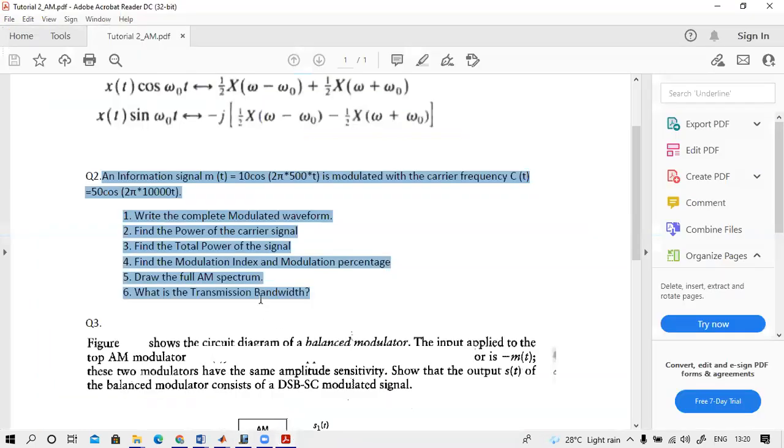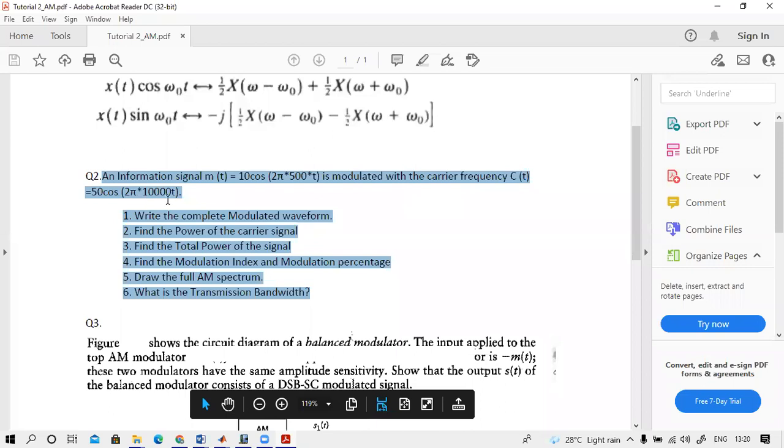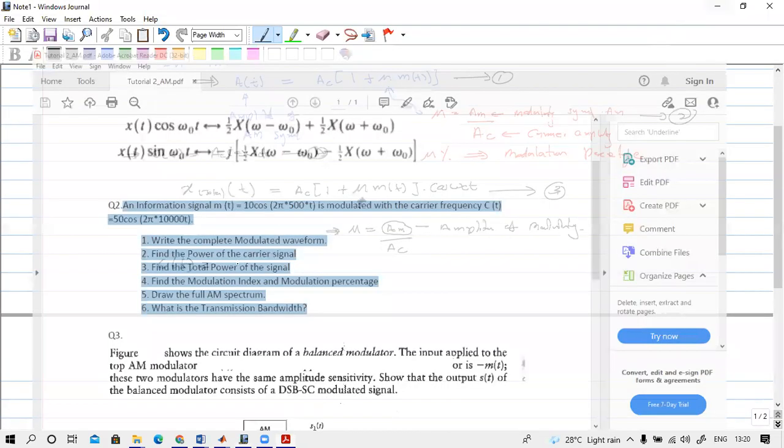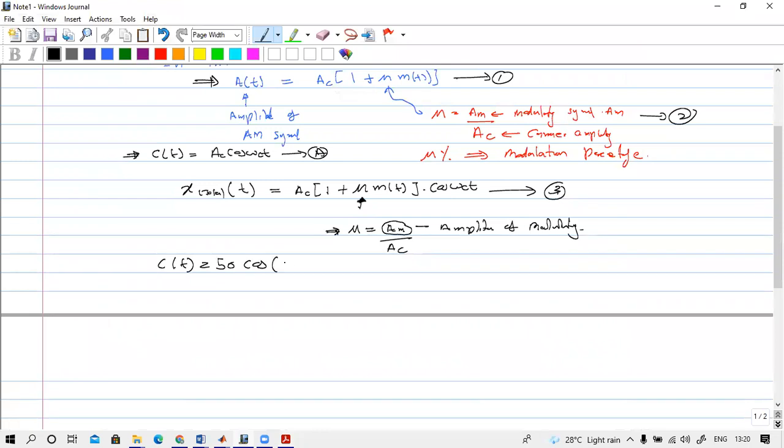For example, in our example, CT is given as 50 cos(2π × 10,000 t). This is the carrier frequency. Here 2π FC is equal to omega C. We can get this FC or omega C, no problem. Omega is the angular frequency and this is the linear frequency, which we normally call frequency. Here it is the form 2π FC t.